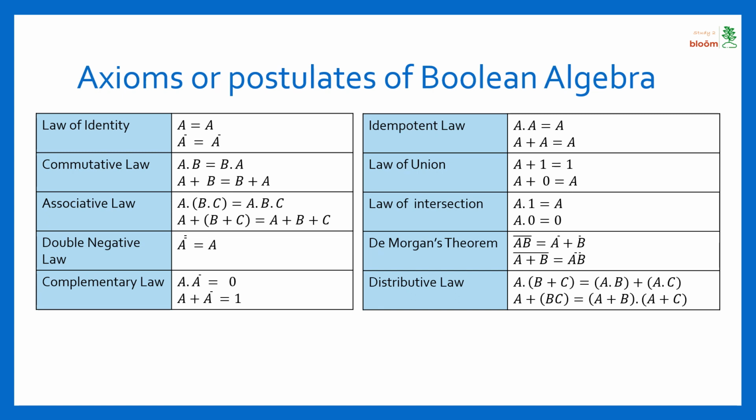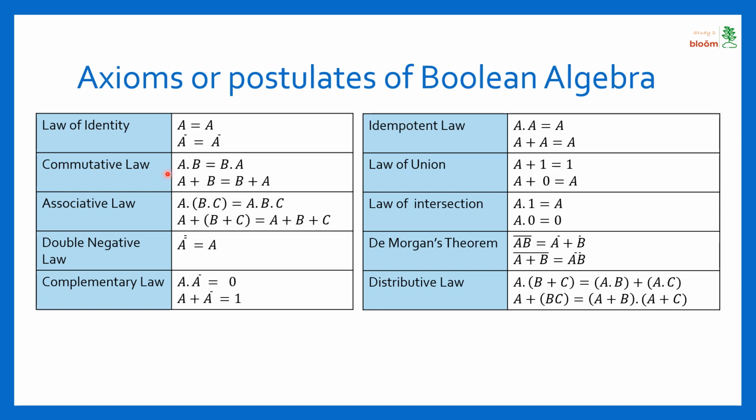When we are learning Boolean expressions, we need to know the axioms of Boolean algebra to solve problems. There are several axioms that you should be aware of. The law of identity: A equals A, and negation of A equals negation of A.